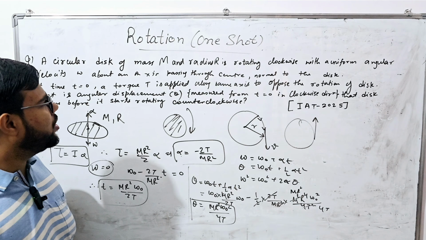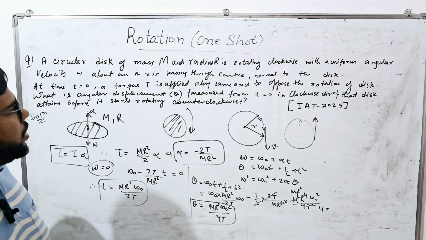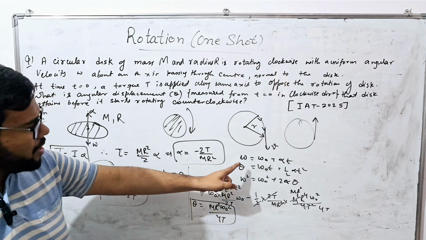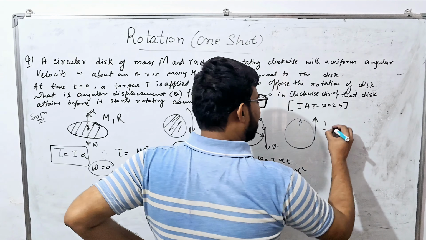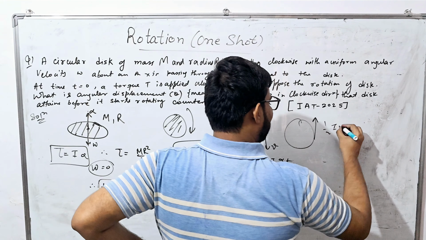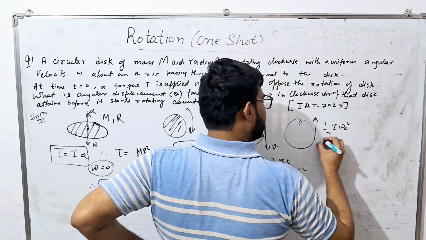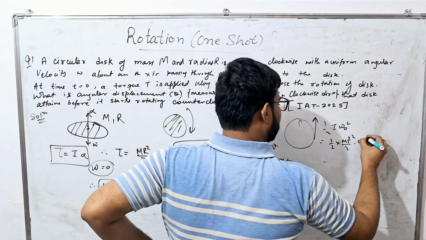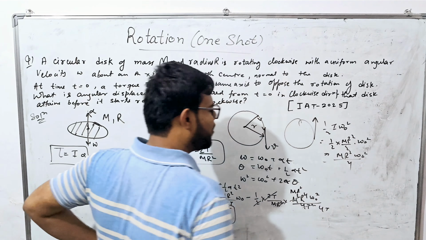So this was all about rotation, I guess. There are some more related terms which we can discuss later, not right now. Of course, if you want to find the kinetic energy in this case, it will be half I omega square. Let's assume we are finding the kinetic energy initially. So we get half into m r square by 2 into omega naught square, so it is m r square omega naught square by 4, correct?